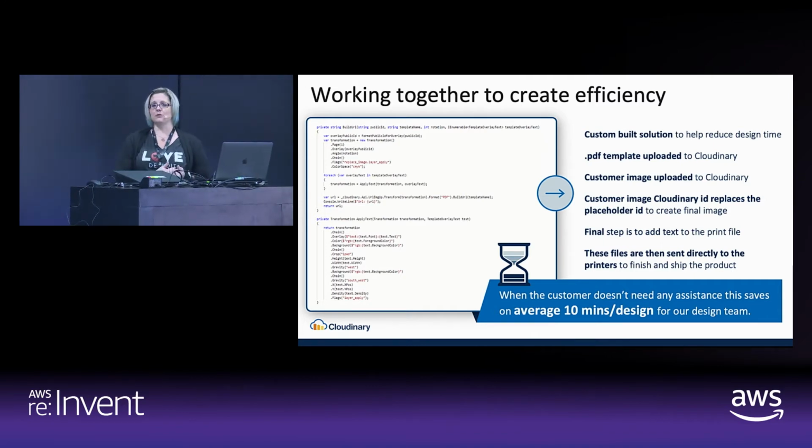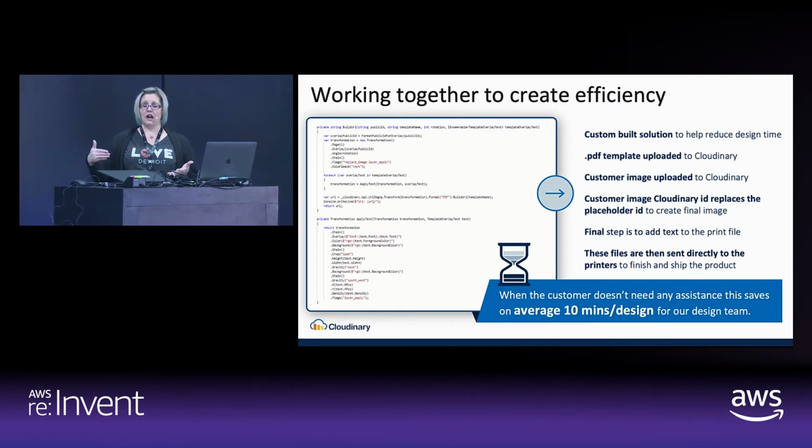What we do is we take a PDF that our designers create, we give it a placeholder image that then gets a Cloudinary ID. And then our customers create their product as normal through our customizer. And it gets uploaded into Cloudinary. And it gets a Cloudinary ID. And then we simply swap the IDs on the template.